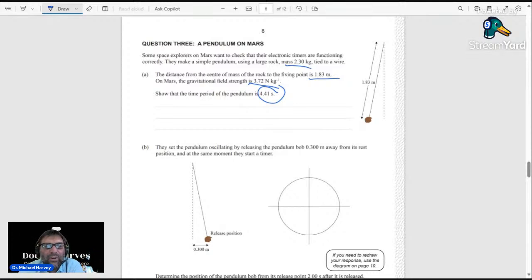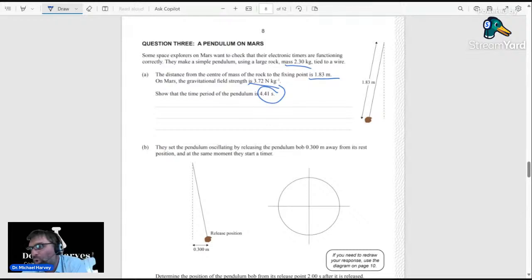So the time period of the pendulum is 4.41 seconds. Okay, so that's pretty much, again, looking at your formula sheet, looking at pendulums. You just got to choose the right one for time period. There's only 2 equations. There's the one for the springs and one for pendulums.